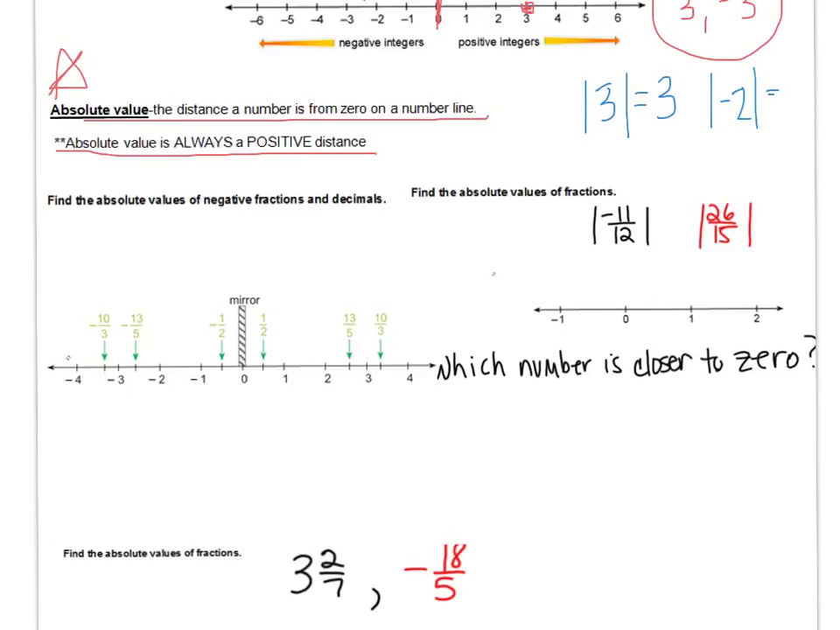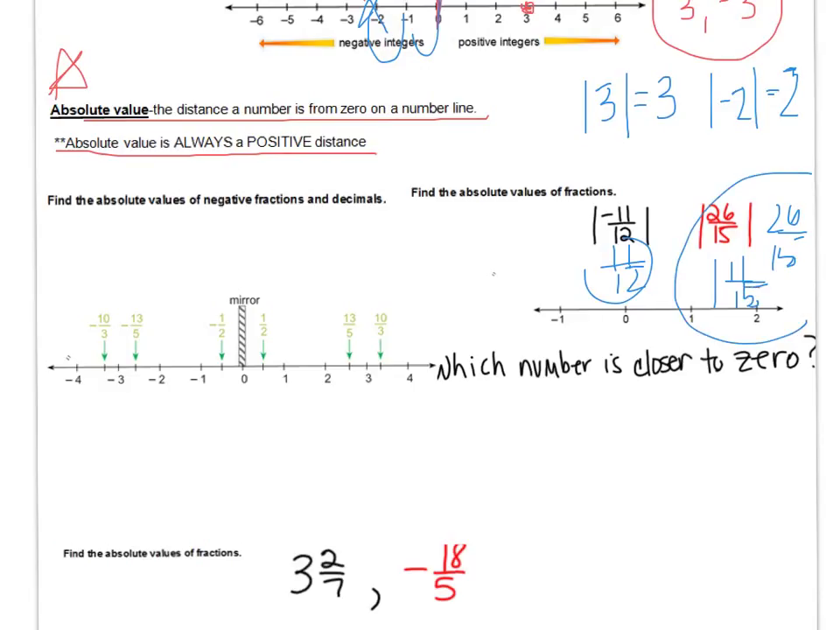And the absolute value of negative 2, you could scroll back and look here. Negative 2 is 2 spaces from 0 on a number line, so that would be positive 2. Remember, absolute value is always a positive number. Now the same thing works with fractions. The absolute value of negative 11/12, how many spaces is it from 0? It is 11/12 of a space, as well as 26/15. It would be 26/15, or if you turned that improper fraction into a mixed number, it would be 1 and 11/15.